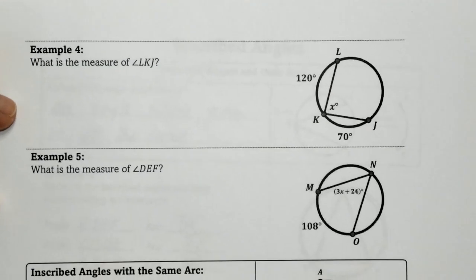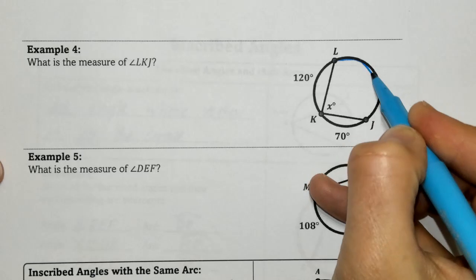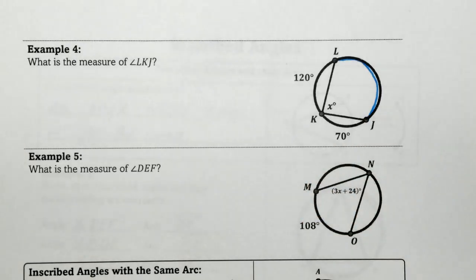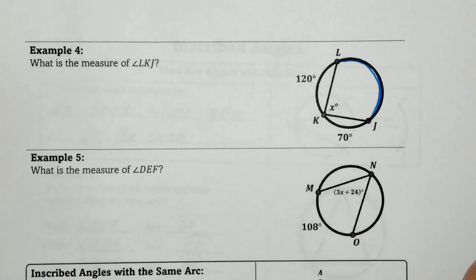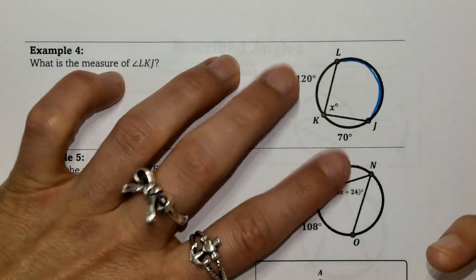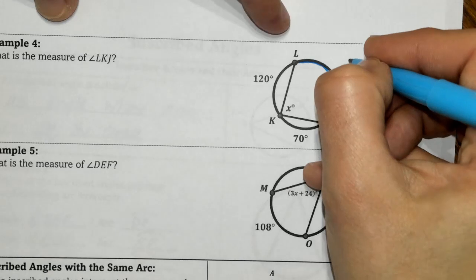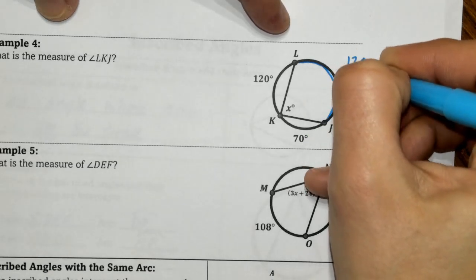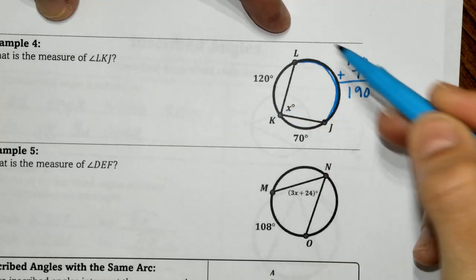So our next problem, we're going to find x. The first thing we have to do is realize that the intercepted arc is going to be right here. The problem is that we don't have this arc to plug into our formula. But just like the previous problem, we do have the other two, knowing everything is 360 degrees. So again, we could take this 120 plus the 70 to get our 190 and take that away from the whole 360.